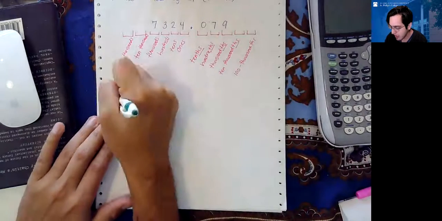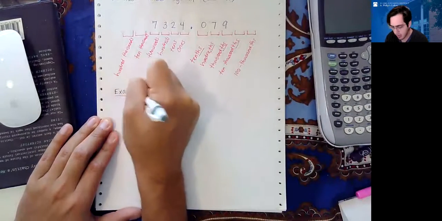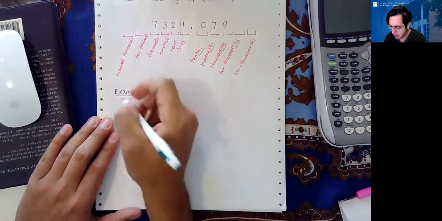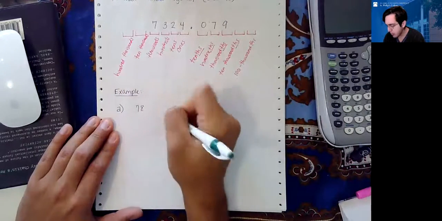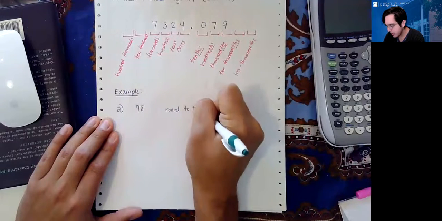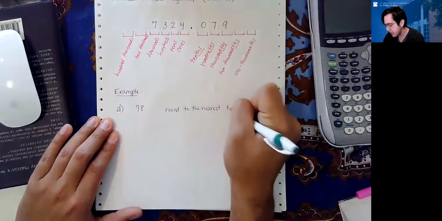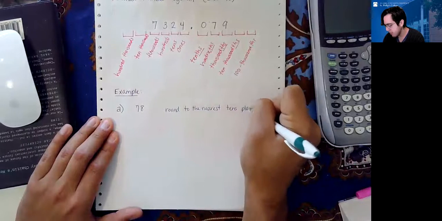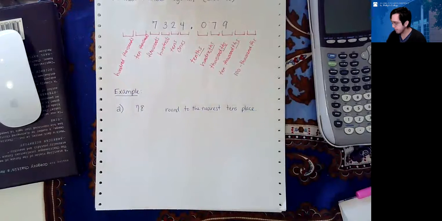Okay, so let's look at some examples. And we'll start off with simple examples and then hopefully ramp things up a little bit. So let's say we had the example 78. We want to round this to the nearest tens place. So what do I round this up to? I just sort of hinted at what we need to do.